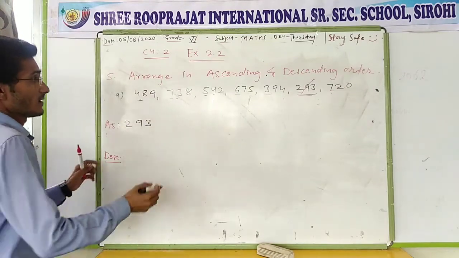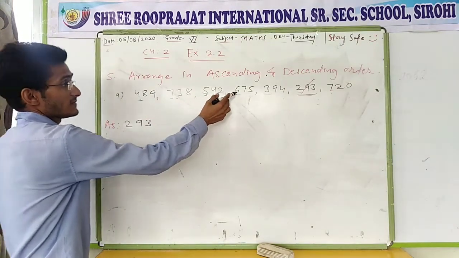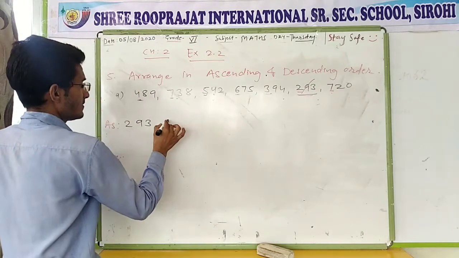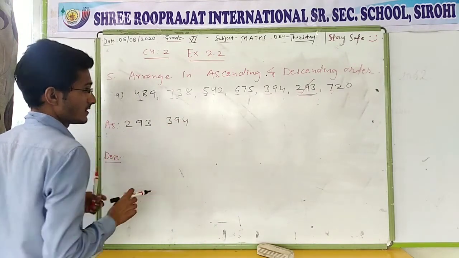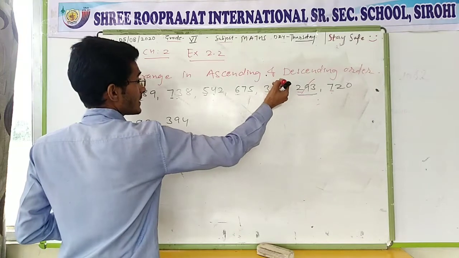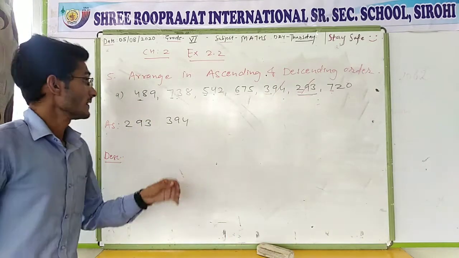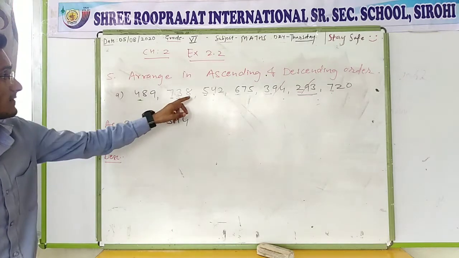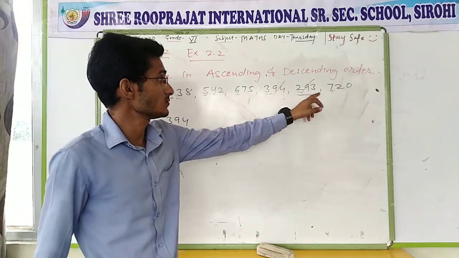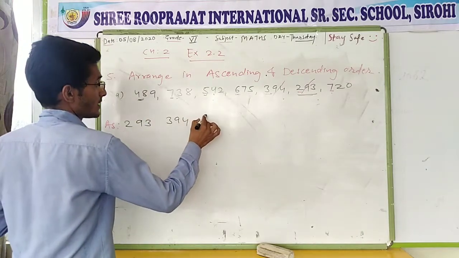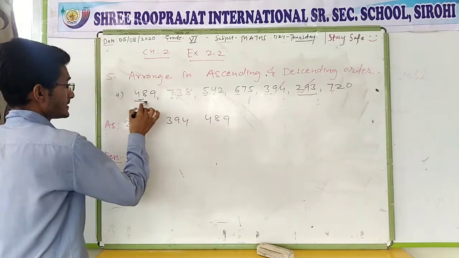Next one: 4, 7, 5, 6, 3 and 7. Which one is smallest? 394. So where is the 394? This one is done. You don't have to cut it, I am just showing that it is done. Next one, you can see 4, 7, 5, 6 and 7. Which one is smaller? 489. So 489 is done.